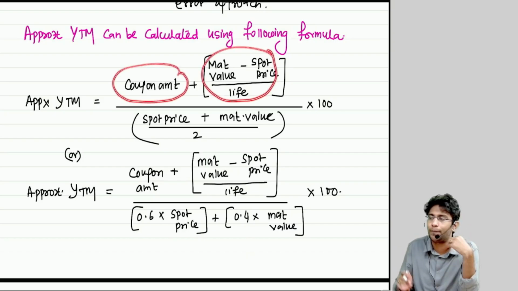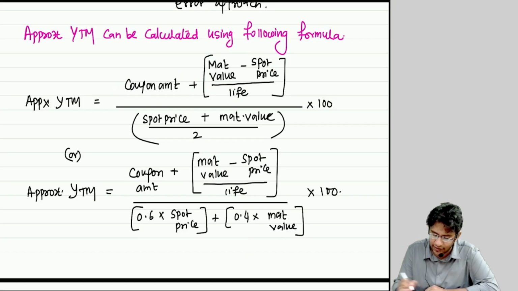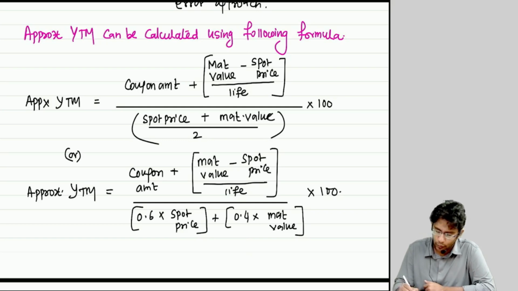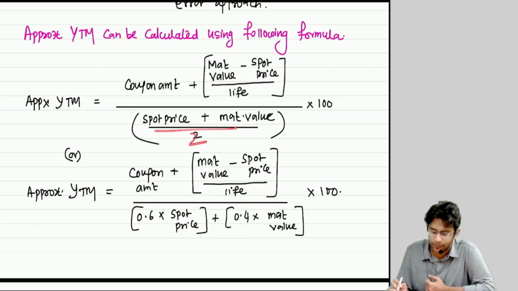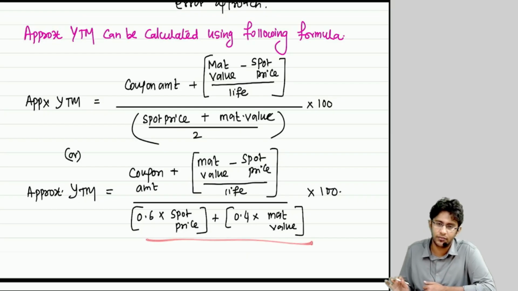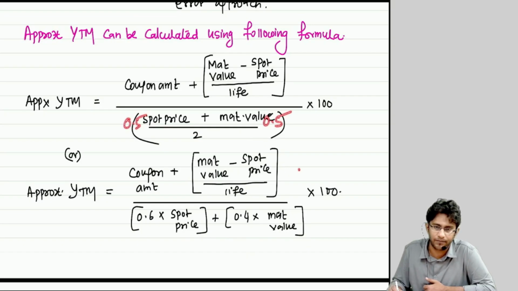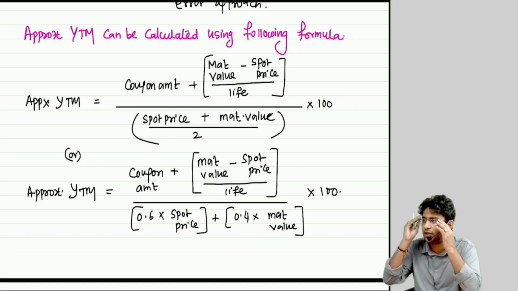The numerator is what? Per annum return in amount terms divided by your initial investment. Actually invested what? Spot price. But instead of taking spot price, we take an average of spot price and maturity value. This is simple average. This is weighted average. Dividing by 2 means what, sir? You are multiplying this also with 0.5, and this also with 0.5. If you multiply this with 0.6 and 0.4, this is the second formula. That's all. There is no difference between the first formula and the second formula except the denominator.